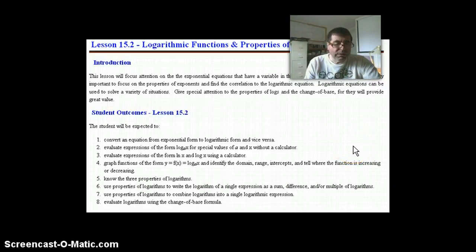All right, look at your outcomes for a second. Probably the most important one is number 1, converting from an exponential to a log form. So keep that in mind. Here you're evaluating log expressions with what?